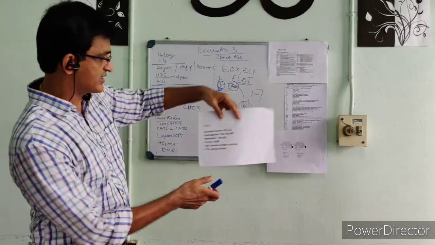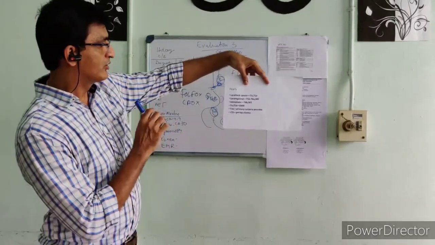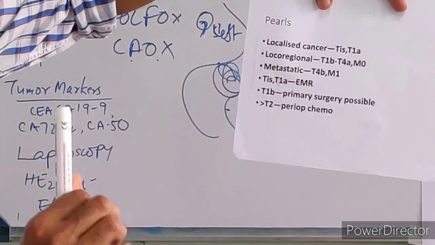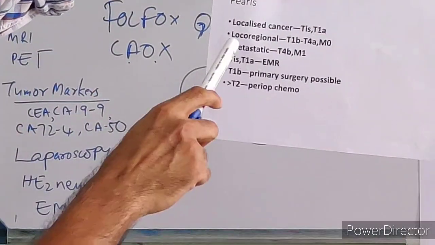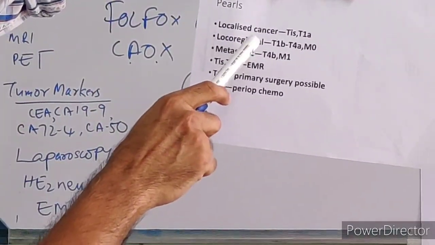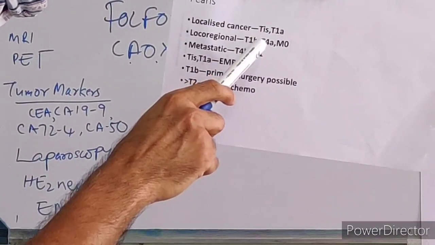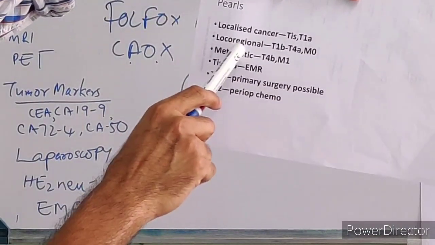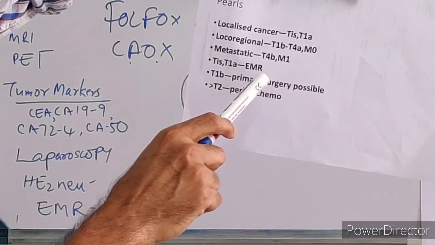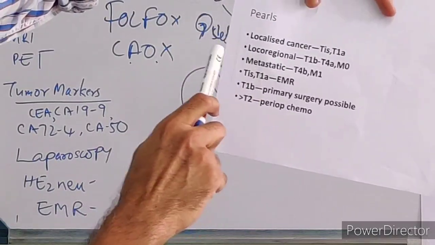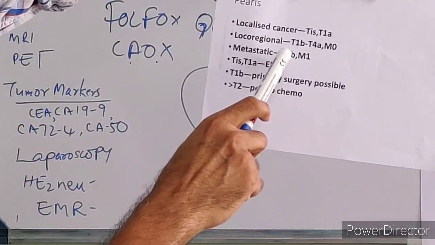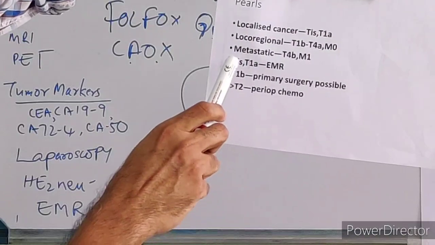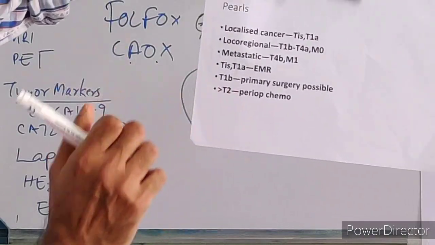What do you mean by localized cancer? A TIS and T1A lesion is considered a localized lesion. We call it loco-regional when any lesion with T1B to T4A, M0 with nodal metastasis, maybe N1 nodes, we consider as loco-regional. When you say it's metastatic, it is T4B, anything more than T4B, and M1, we call it metastatic disease. For TIS and T1A, EMR is the treatment.